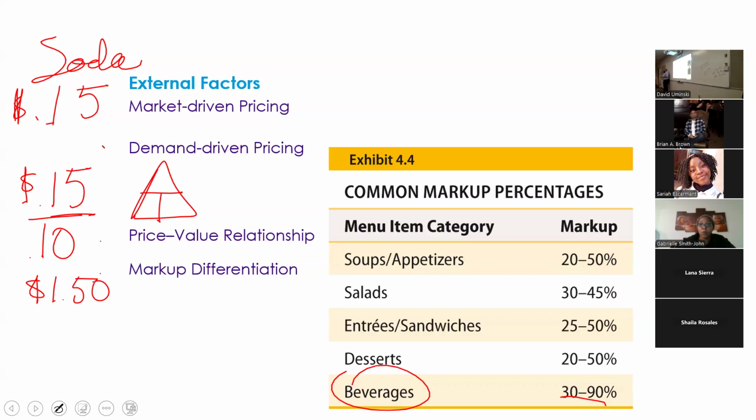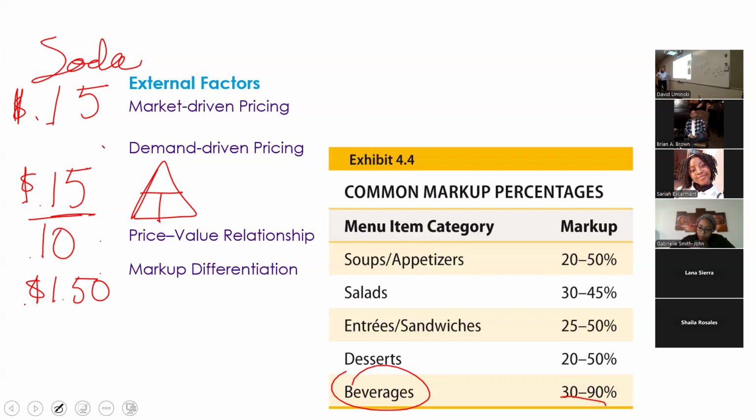Okay. When's the last time you saw a beverage on a menu for $1.50? 2000, okay. Yeah, probably. Now what? Soda's like what? $2.50, $3.99, $2.99, right? So that tells you that percentage has really kind of decreased, right?